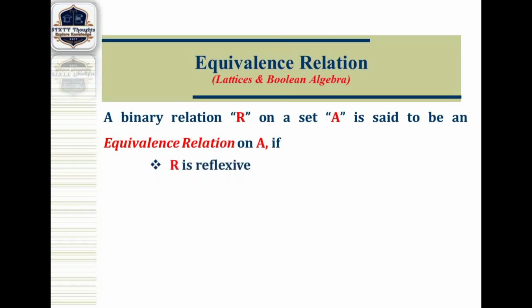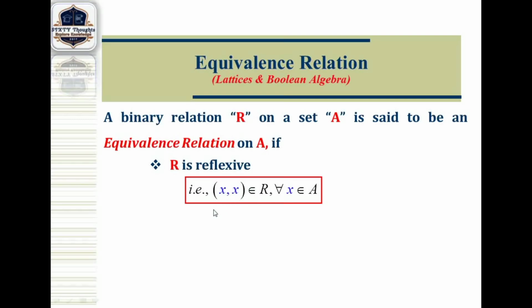One is R is reflexive, which means x comma x belongs to R for all x belongs to A. For example, 1 comma 1, 2 comma 2, 3 comma 3, these are the reflexive form. Okay. Second one is R is symmetric.